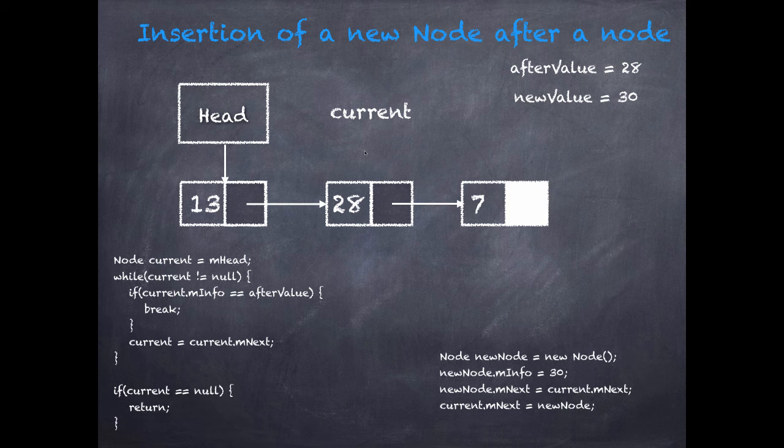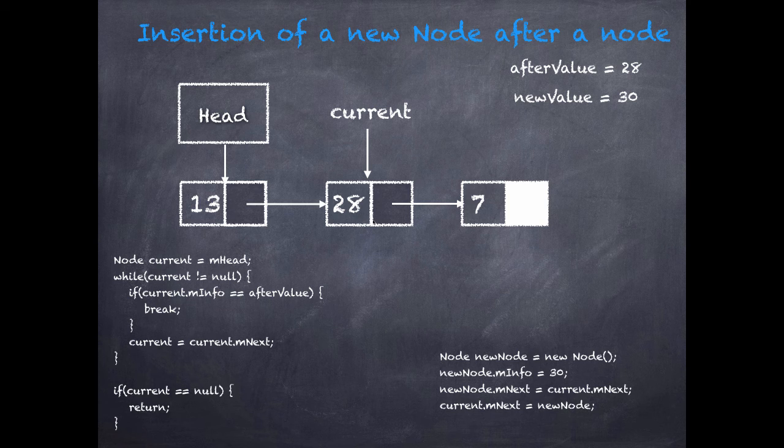To do that, we traverse the linked list. We set current to the first node in the linked list by executing the statement current equal to head. Current is not equal to null as current refers to this node. So we enter the while loop. We check if current.info, which is 13, is equal to 28. It is not equal to 28, so the if block is not executed. Next, current equals current.next is executed, by which current refers to the next node in the linked list.